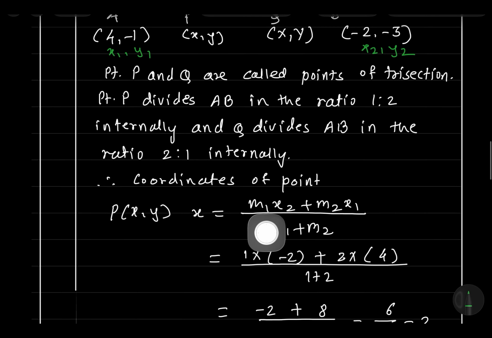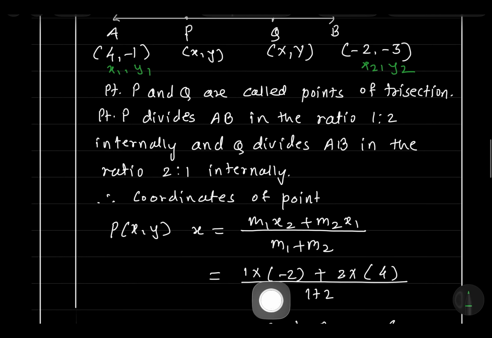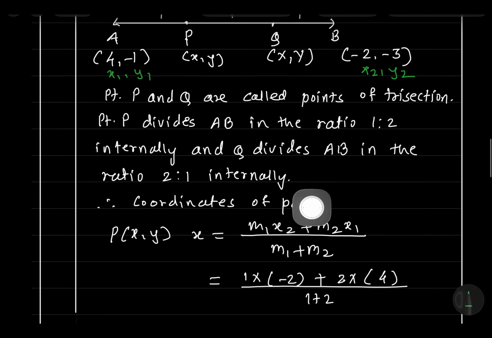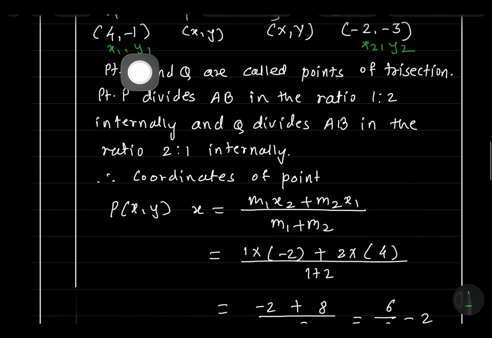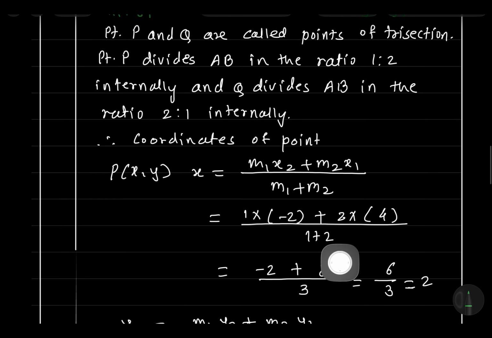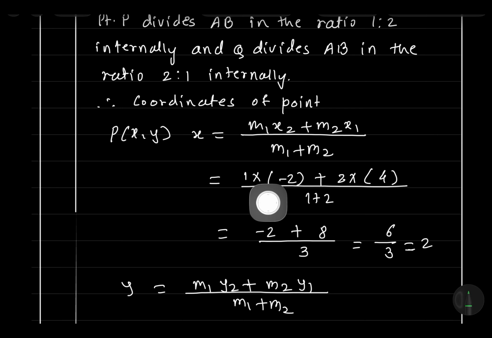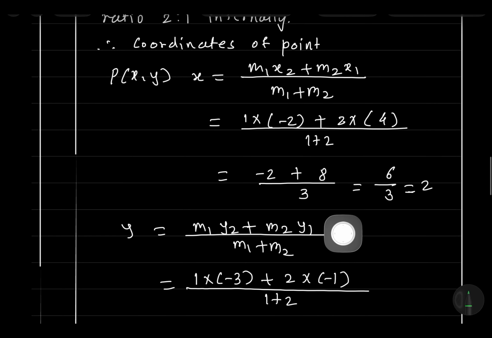You will understand then. So m1 for x, m1 is 1. x2 is -2. Put the values. Then m2 is 2 into 4, where x1 is 4, upon m1 plus m2, so 1 plus 2. We have taken m1 as 1 and m2 as 2. So 1 into -2 is -2, plus 2 into 4, 8. Then upon 1 plus 2, 3. So 8 minus 2 is 6, 6 upon 3, 2.